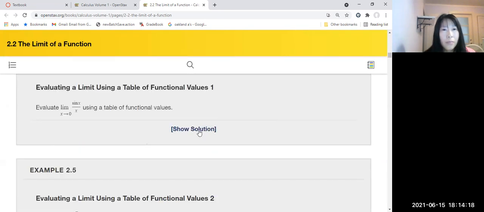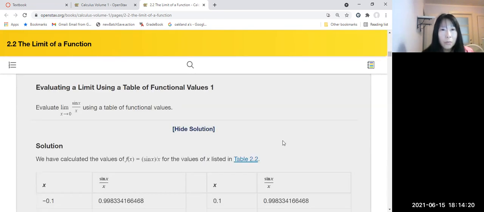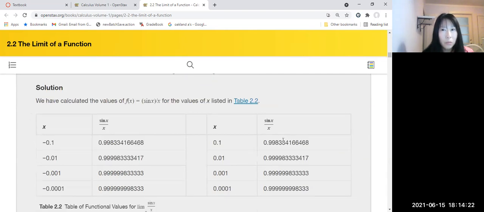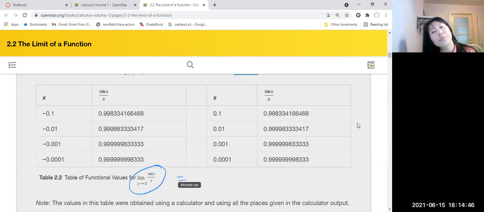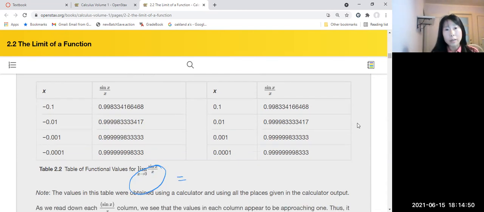Okay. We're going to look at the table. All right. So how can we conclude, when x approaches 0, what is the limit of this function? How can you say that? 1. It's 1. Good.